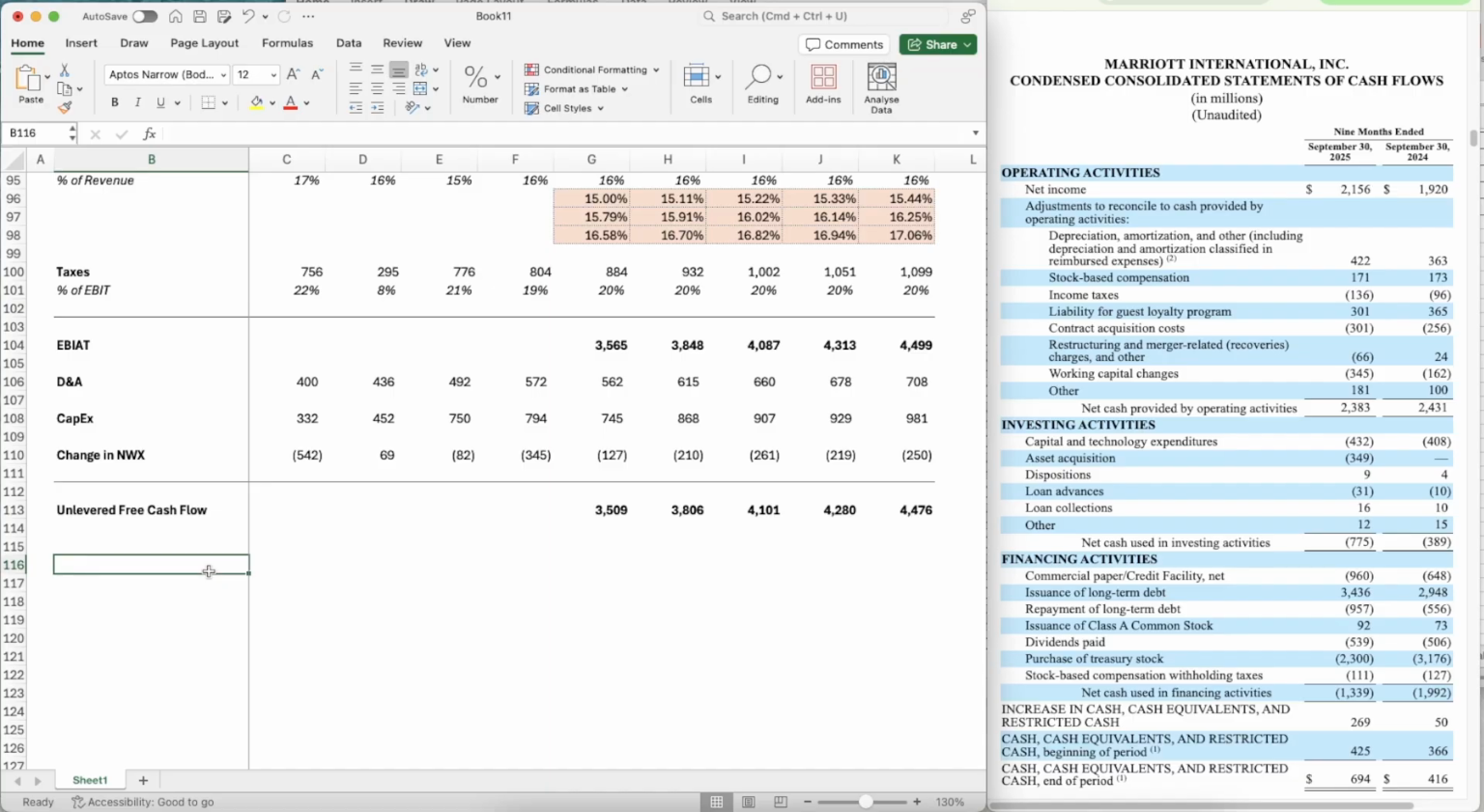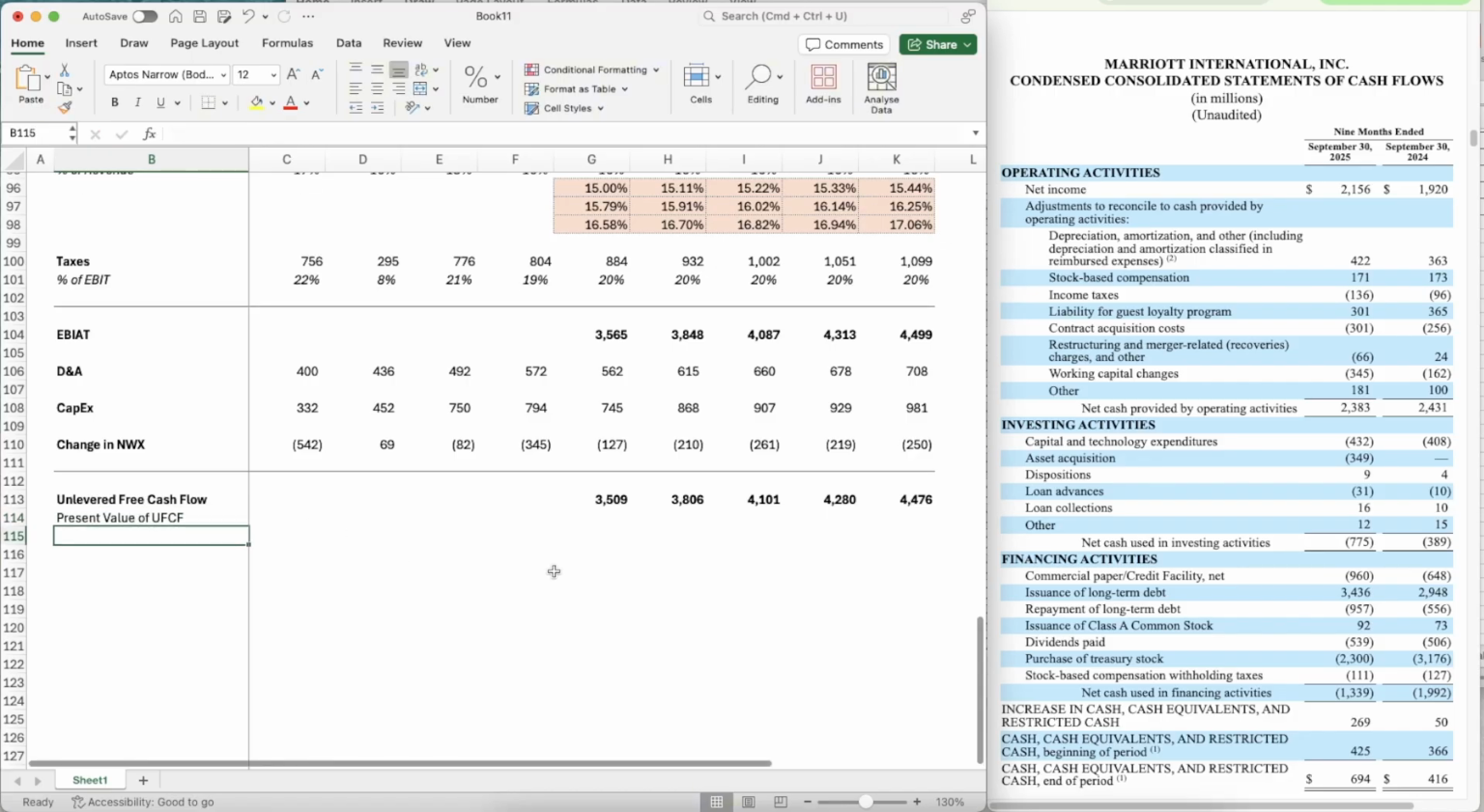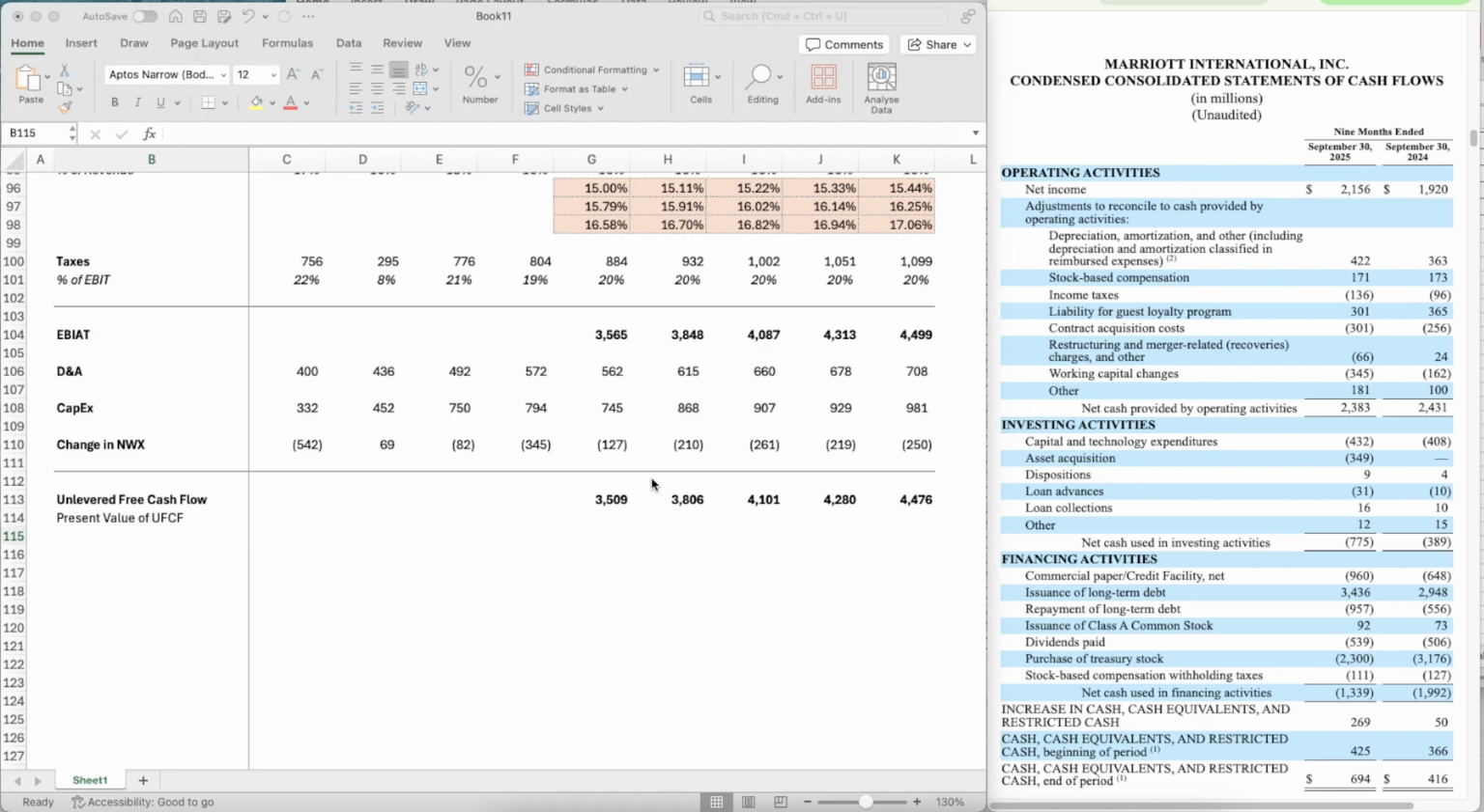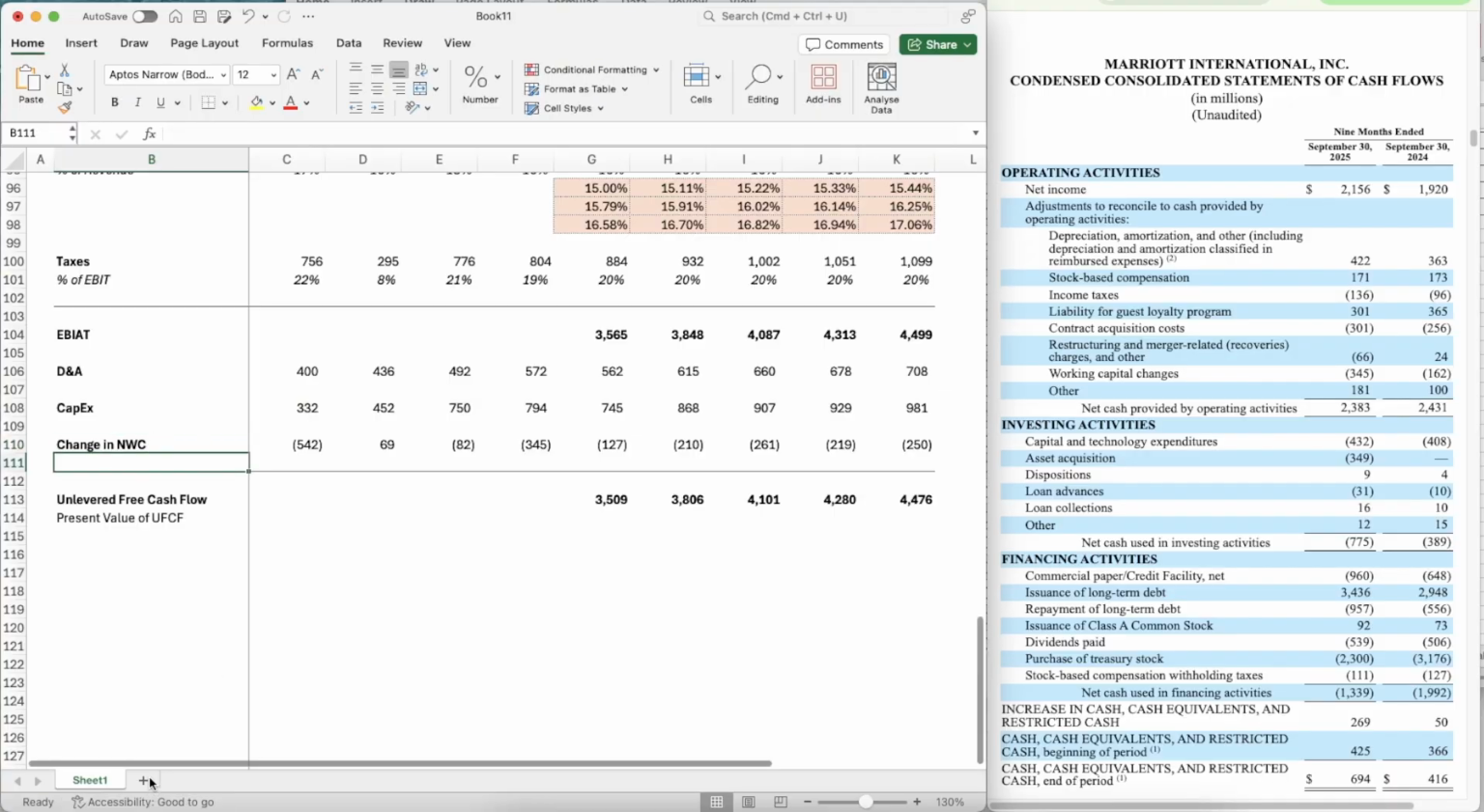What we want to do now is, so these cash flows of what we're forecasting out for the next 5 years, we want to discount the value of these back to the present day. It's called the present value of unlevered free cash flow. To do this, we need to use a discount rate called the WACC, the weighted average cost of capital. And this is composed of many different components that we're going to calculate on the next page. So open up another sheet.